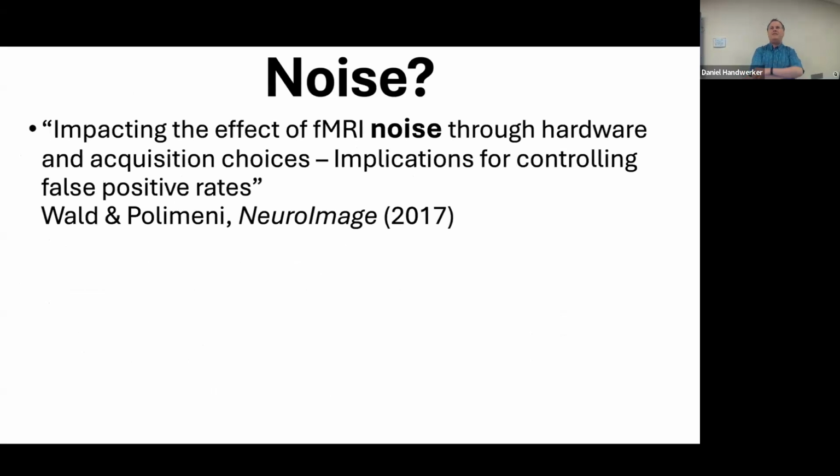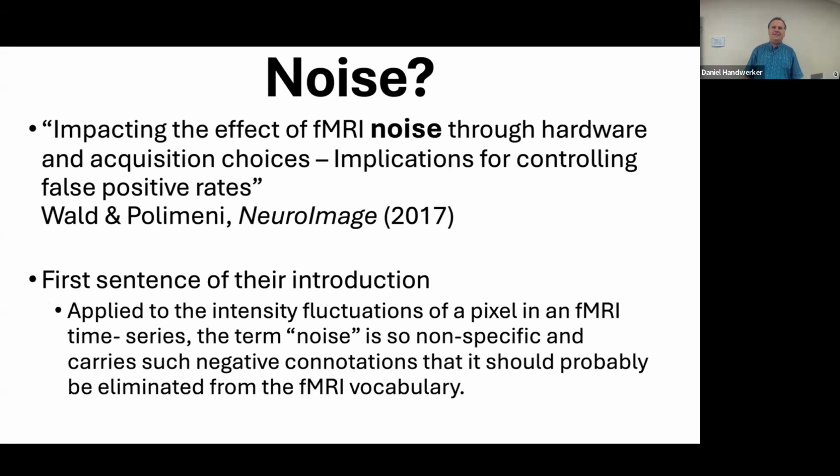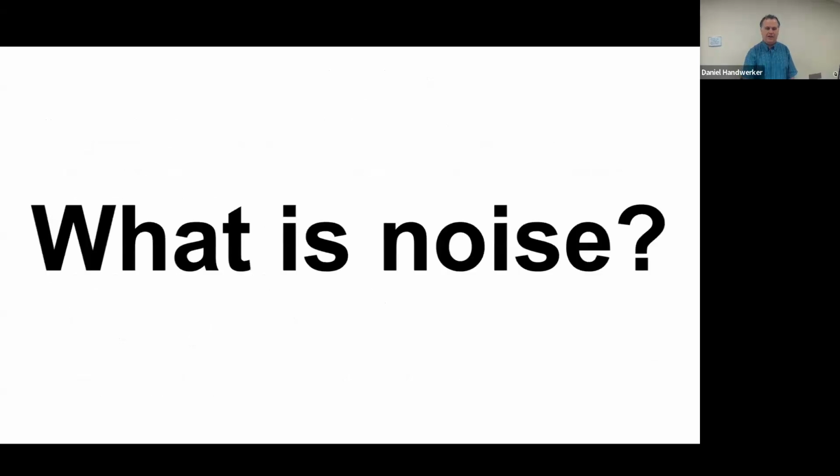I think a good example of why this is kind of messy is this paper by Larry Wald and Jonathan Polimeni, where the title is Impacting the Effect of fMRI Noise Through Hardware and Acquisition Choices: Implications for Controlling False Positive Rates. So you think, they have the word noise in their title, it's going to be about noise. The first sentence of the introduction is: applied to fMRI time series, the word noise is so non-specific and carries such negative connotations, it should probably be eliminated from fMRI vocabulary. So this simple word that we all know is actually a little bit more complex.